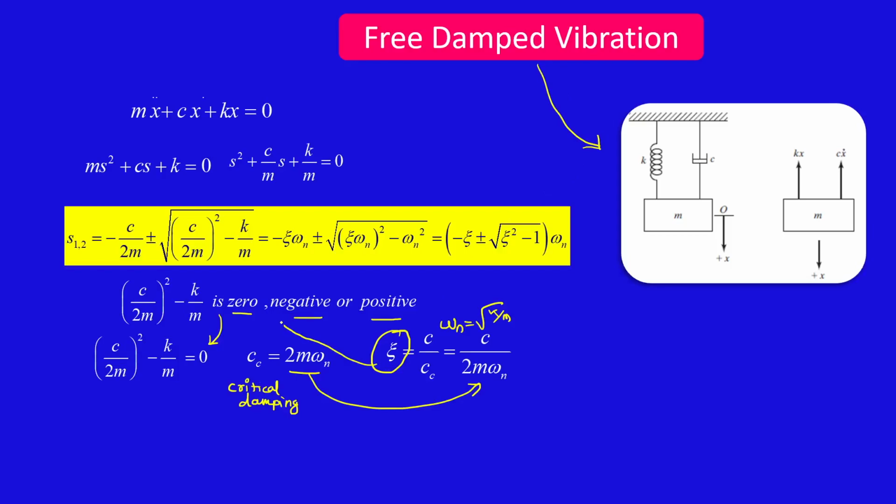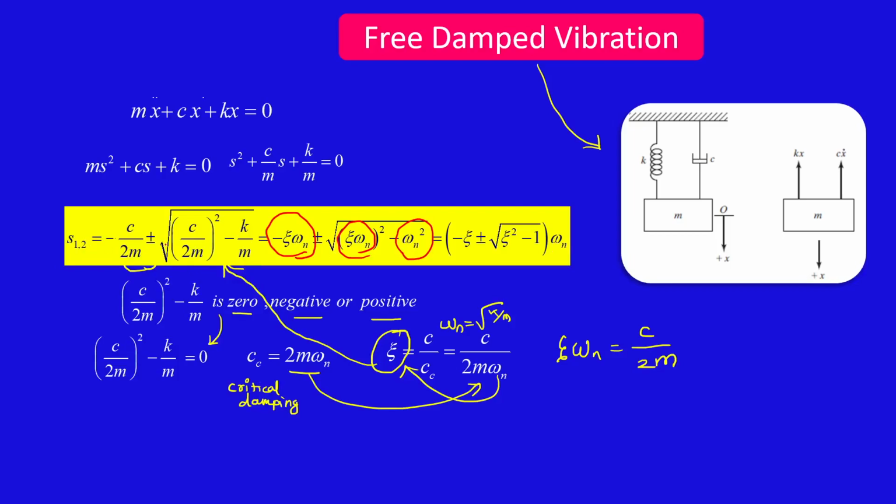Now apply this formula here. What is eta? Eta omega n equal to C by 2m. So move this omega n here. See here, I have C by 2m, that will be replaced by eta omega n, and k by m by omega n squared. Again, omega n is common, so I can take omega n outside. So s equals minus eta plus or minus square root of eta squared minus 1, into omega n.